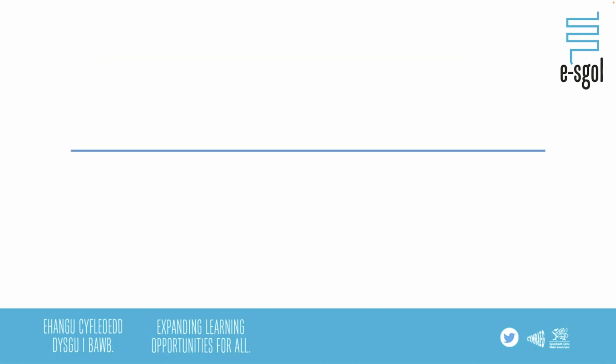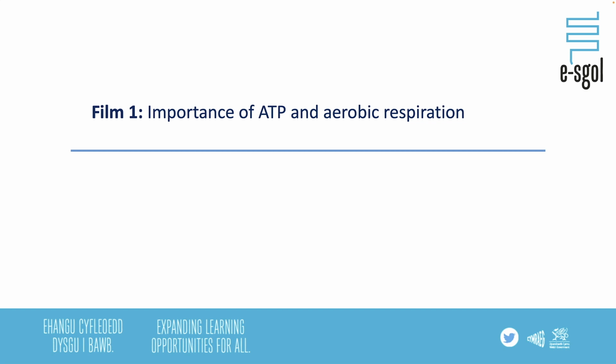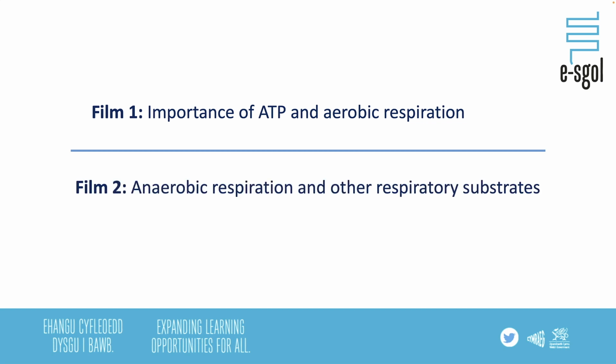There are 4 films within the series for A2 biology. This film on respiration, and a second film in this unit on anaerobic respiration and respiratory substrates. The other 2 films in the A2 schedule are from Unit 4. These have been provided by Mr. Davies from e-sgol, and are a film on Section 4.1 on human reproduction and 4.2 on plant reproduction.